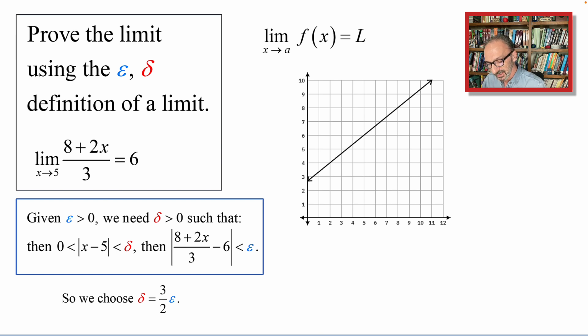5 is right here, and that is my a. 5 will give me 6. So that's my L and that's my a. But we want to show that the limit exists, and as x approaches 5 within a certain distance, called a radius, delta, everything will give me an output within an interval centered at L, which is 6, within a radius called epsilon.